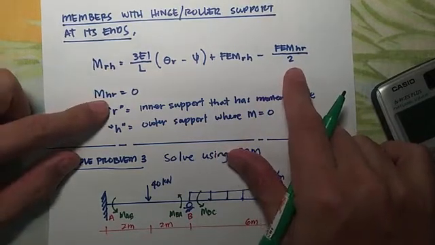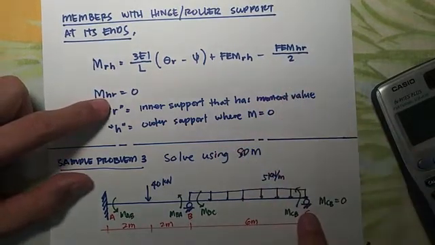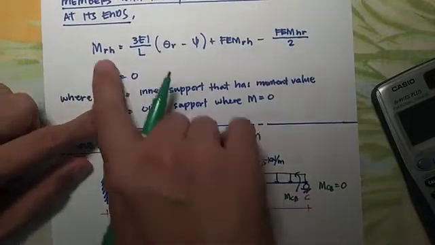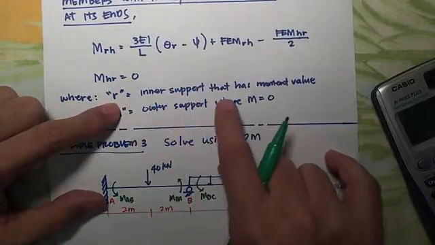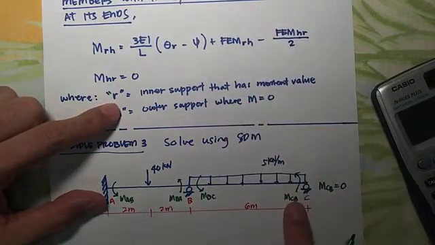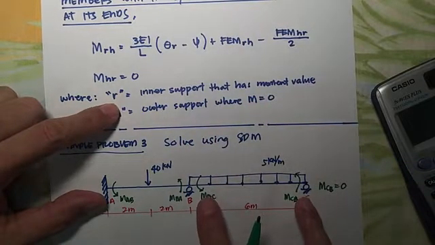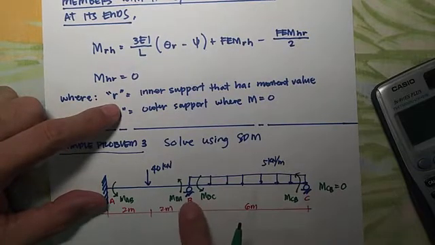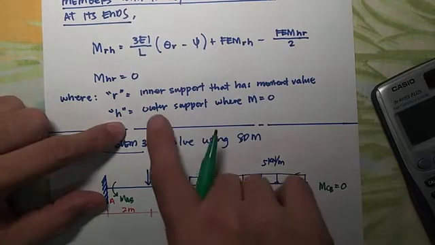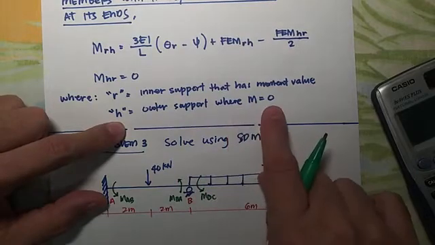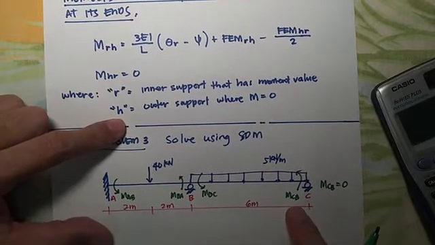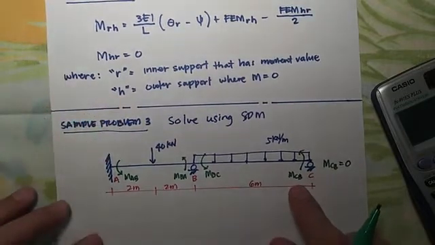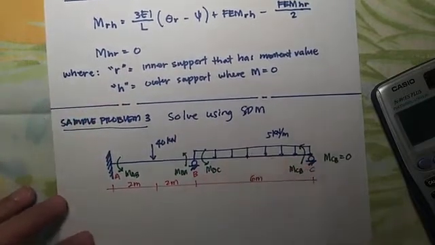For this case, the subscript R means it's the inner support that has a moment value. So for this case, R is point B. H is the outer support wherein the moment there is 0, and H here is C. Okay? So let's have first the fixed end moments.